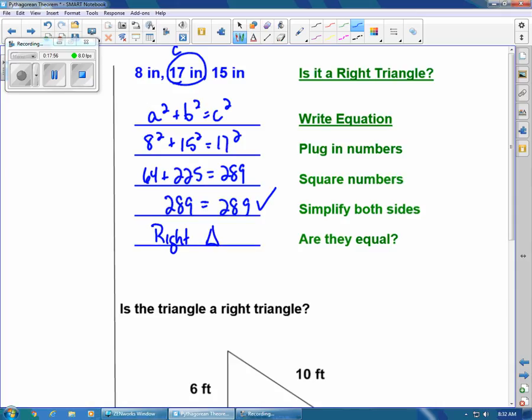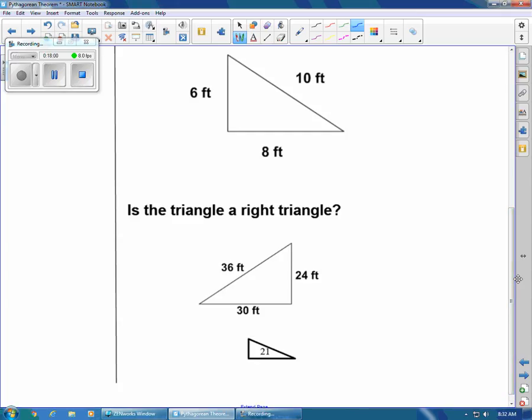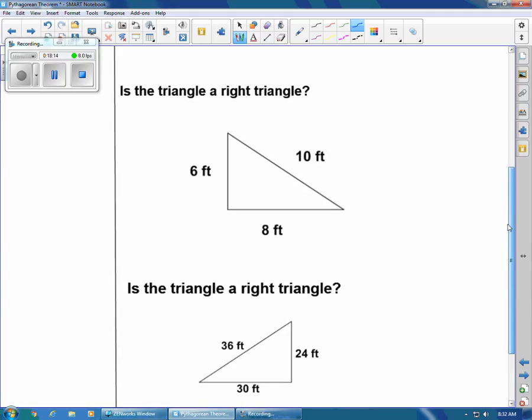Okay, so we have a couple more examples here. Is the triangle a right triangle? Go ahead and see if you can pause the video, do the work, and see if it's going to be a right triangle or not a right triangle. So do the first one and then come back and check your work, and then do the second one and then come back and check your work.